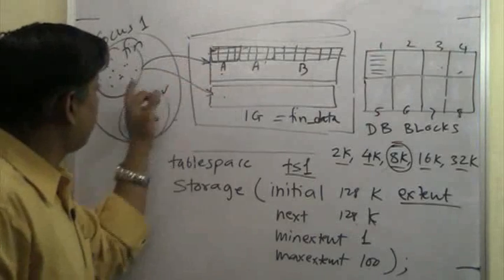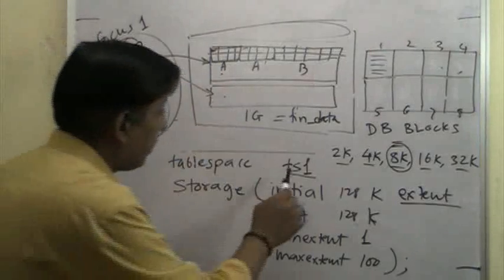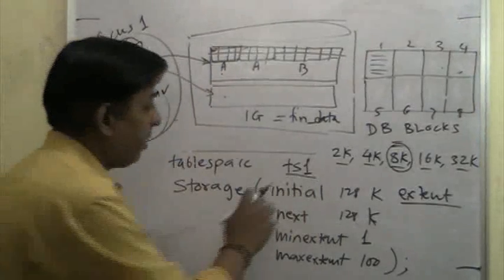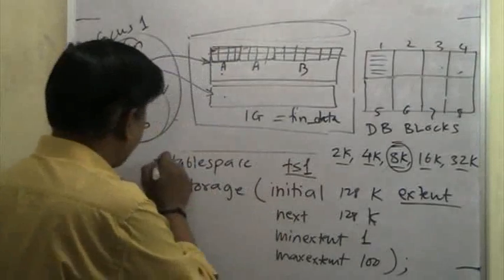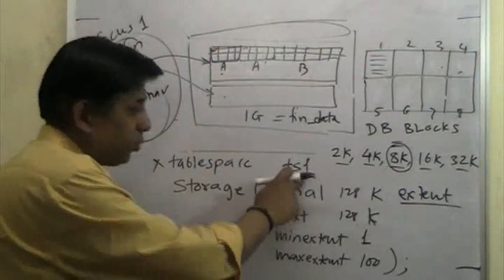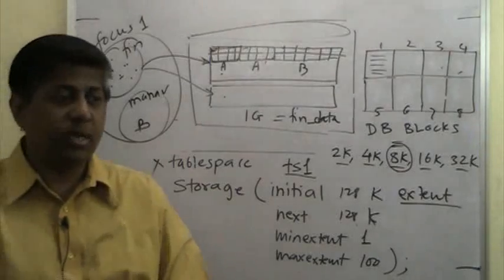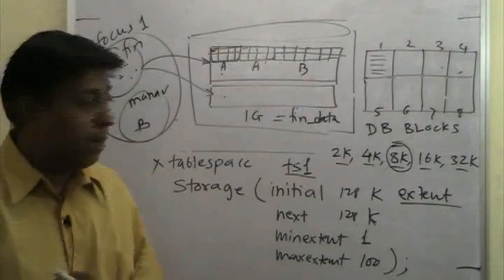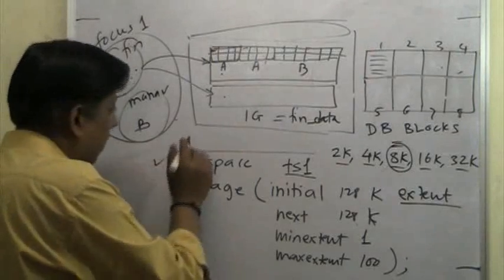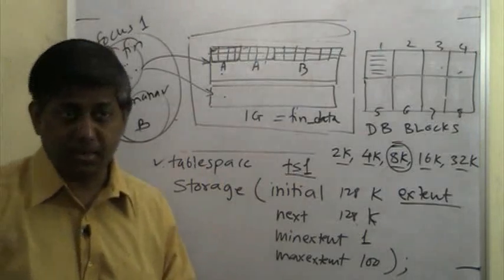This is the default table space, this is a non-default table space. A table can be created in a non-default table space by specifying the table space name. If you don't specify this clause during the table creation, if you don't specify table space is equal to TS1, where will the table be created? In your default table space, which has been assigned to you during the creation of the user. But when you do specify this clause, it will get created in any table space where you have quota assigned.